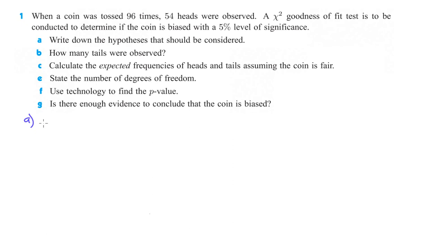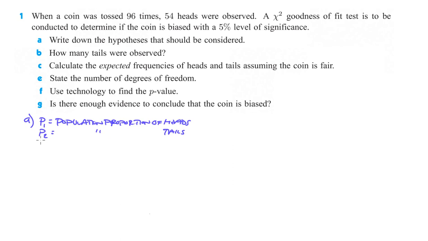So for A, really what we've got to do for these is define our P1 and our P2. P1 is going to be the population proportion of heads. And then P2 is going to be the population proportion of tails. Okay, so that's that.